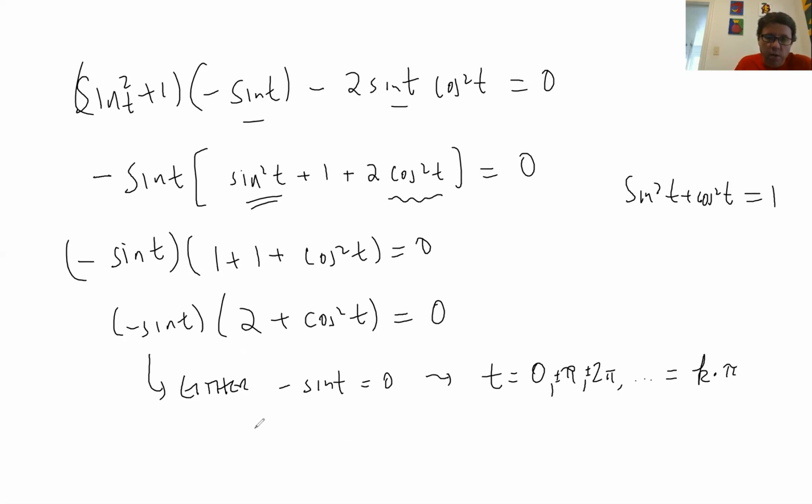And then the second one, 2 plus cosine squared t is 0. Well, that'll never happen because if I took the cosine and squared it, it would be positive. So there's no answer for that. You can't square something, add it to 2, and get 0.